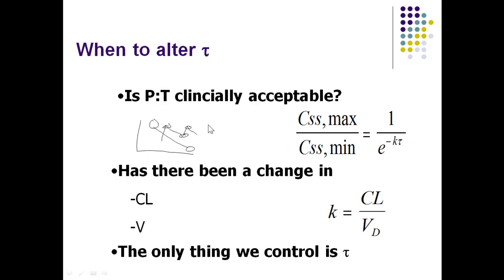Now, if our peak to trough ratio does change, one of the things you might want to ask yourselves is, has our clearance changed or has our volume changed? If one of those two things change, it will change our peak to trough ratio. And that's because they both affect K, and K is our slope. So for example, if clearance increases, our K increases. If our clearance decreases, our K decreases. And the opposite is true for volume. But when one of these things change, it does affect our peak to trough ratio. So although we cannot fix clearance and we cannot fix volume, we can change our tau.